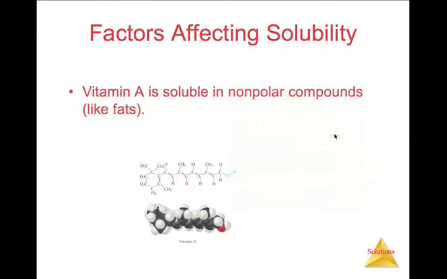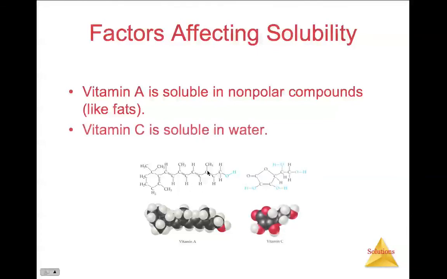Vitamin A is soluble in non-polar compounds, like fats. If you look at the structure of vitamin A, you do not see very many places where there is a possibility for hydrogen bonding, except for maybe way here at the end. But throughout most of it, it's fairly non-polar. Vitamin C, on the other hand, is very soluble in water. And you can see it has 1, 2, 3, 4 areas here, and even a couple of oxygens right here with unshared electrons that are available to bond with water, or the polar nature of water.